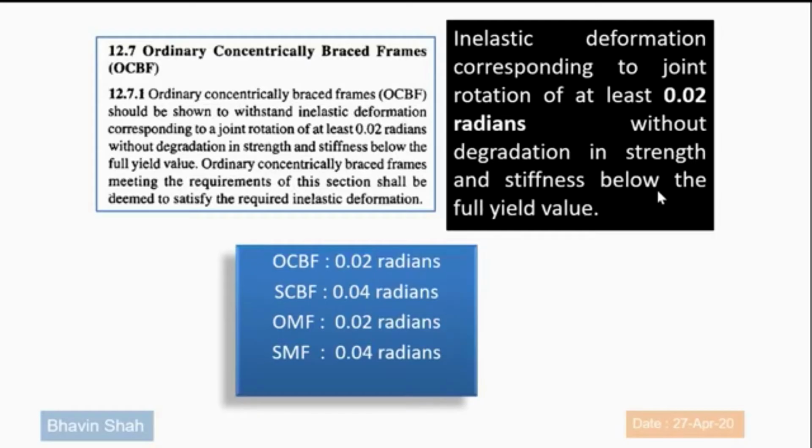Now we'll not go into much depth on each clause right now. I'm just trying to highlight different important clauses of the code, and for each clause we can definitely have a detailed discussion, maybe in subsequent sessions.